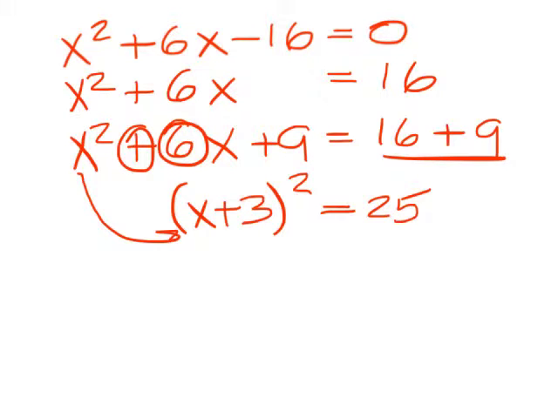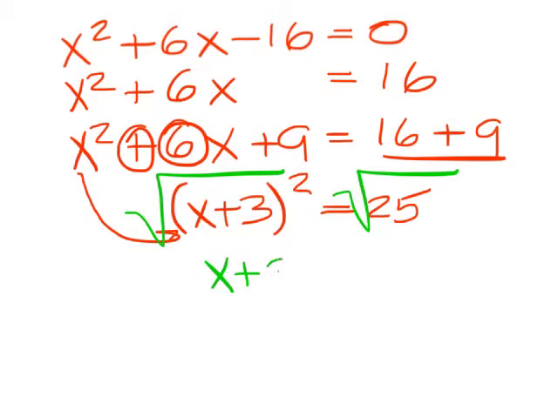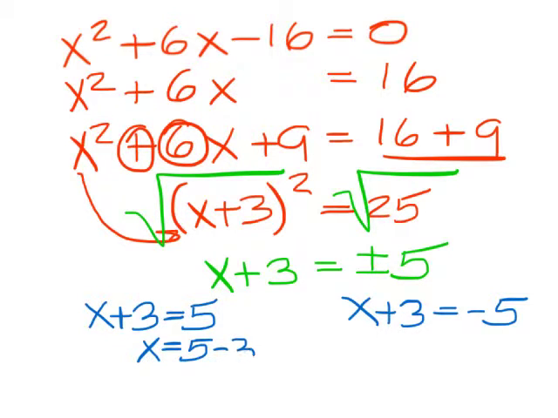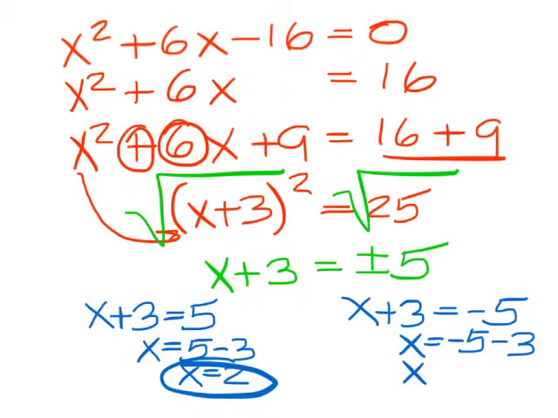From there, you need to find the square root of both sides. That leaves you with x plus 3 equals plus or minus 5. And from there, you have to do 2 problems. One is x plus 3 equals positive 5. The other one is x plus 3 equals negative 5. So on this one, you'll have x equals 5 minus 3, which is 2. And on this one, x equals negative 5 minus 3. That is negative 8.